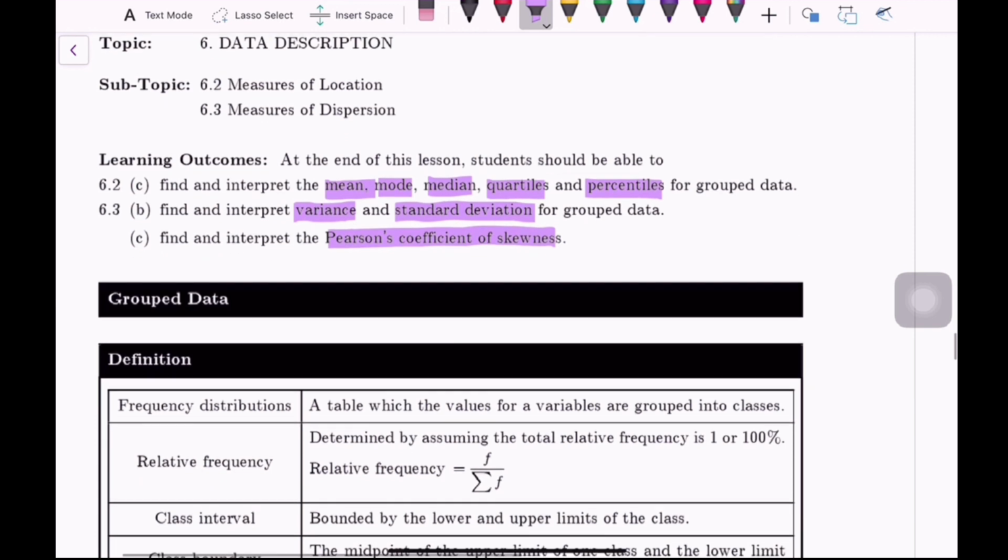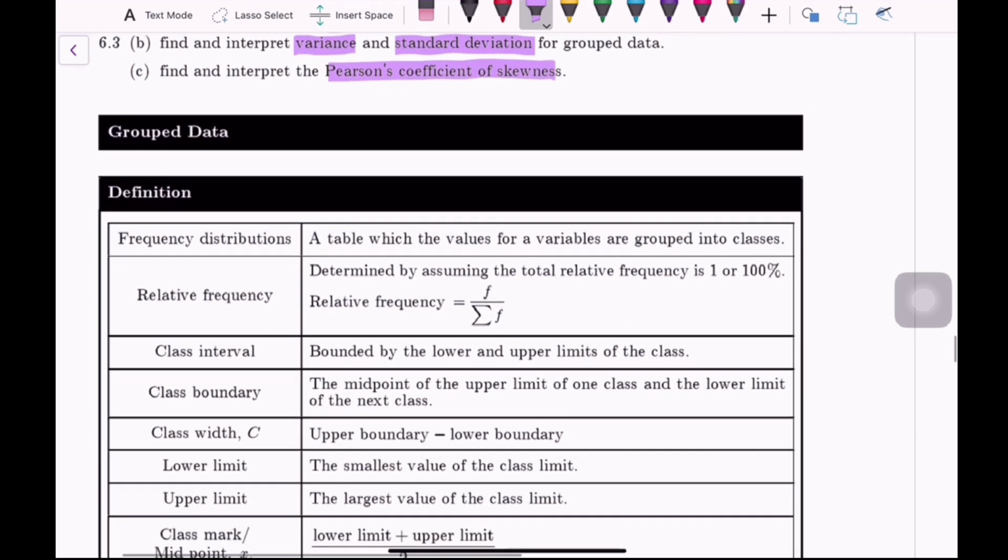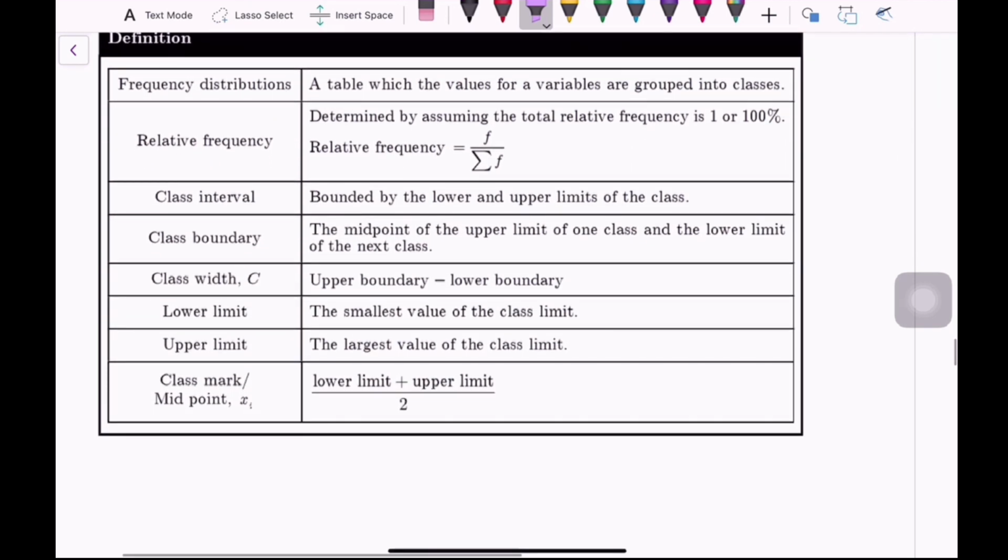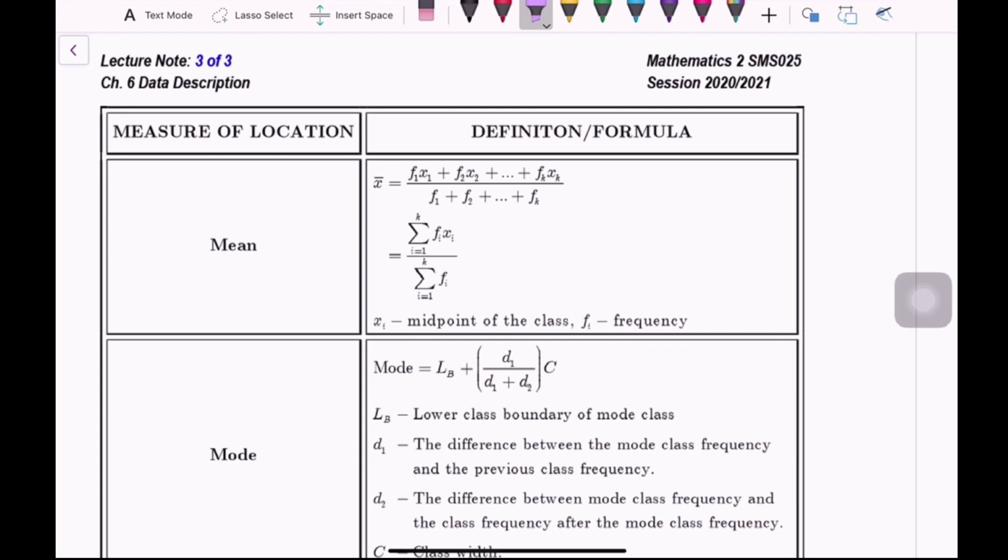Students can read by yourself the definitions below. Now, we look at the formula for group data. First, for mean. Mean is sum of fx over sum of f, where x is a midpoint of the class and f is a frequency.